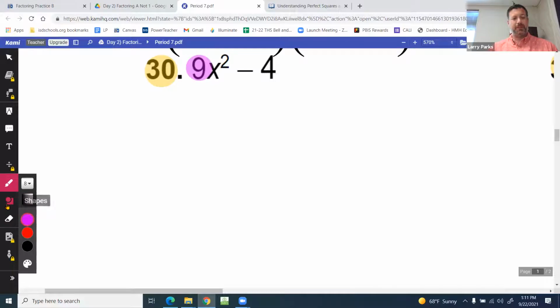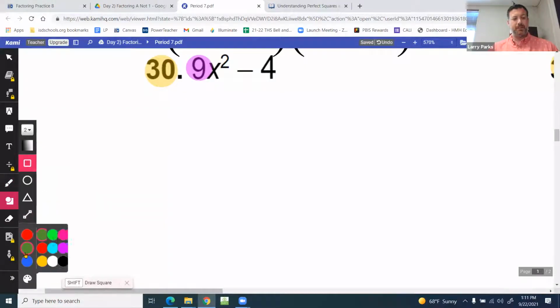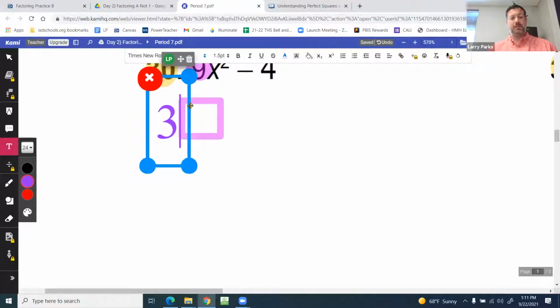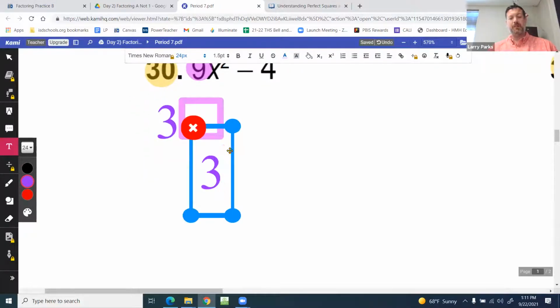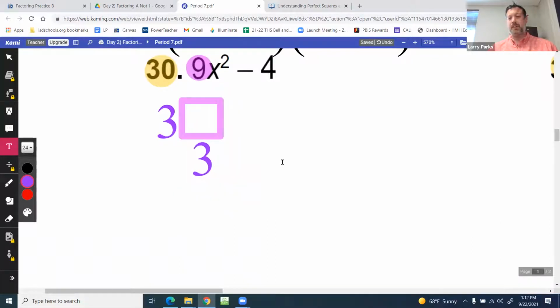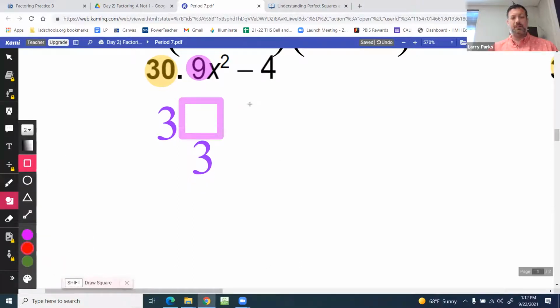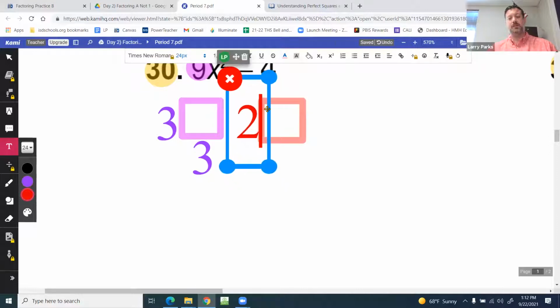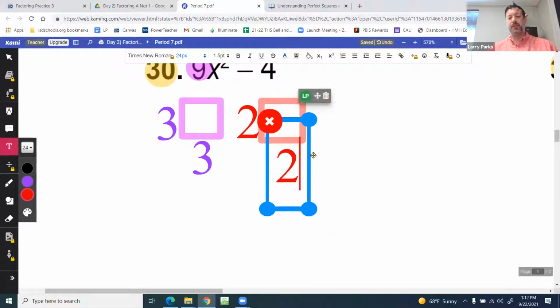How do I know that? Well, 9, if you think about that as a square, that would be 3 and 3. Three times 3 is 9. Okay, so 3 times 3 is 9. And then for the other one, 4. 4 is also a perfect square. Two times 2 is 4.